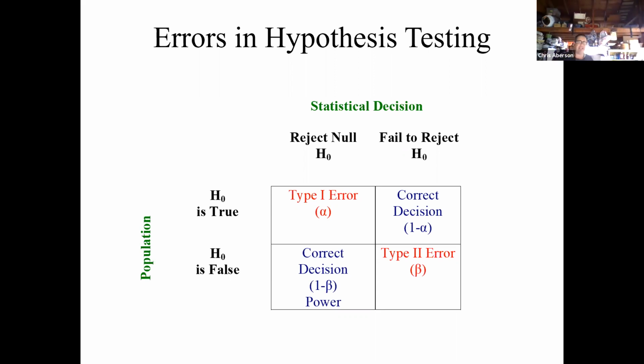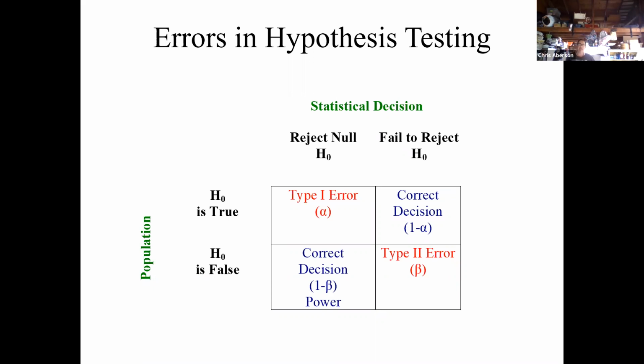On the left-hand side, we have what's actually happening in the population. Keep in mind, we don't know this, but what's actually happening in the population is that the null hypothesis is either true or false. One of the two things is correct. Our statistical decision, the conclusion that we come to, is whether we reject the null hypothesis or fail to reject it. Those are our two options. You can see in this table, that produces 4 different possible outcomes.